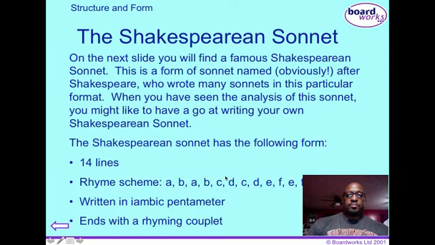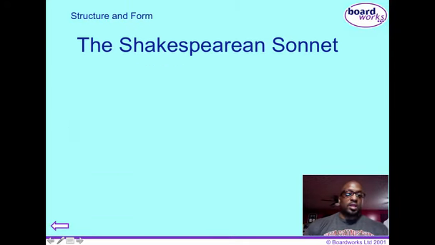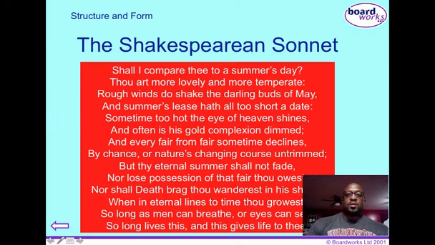The Shakespearean sonnet, obviously written by William Shakespeare, is a form of a sonnet. He wrote many different sonnets. So the typical format or form is 14 lines, and the rhyme scheme is A B A B C D C D E F E F and G G. It's written in iambic pentameter, and it ends with a rhyming couplet, which means what? The last two lines rhyme.